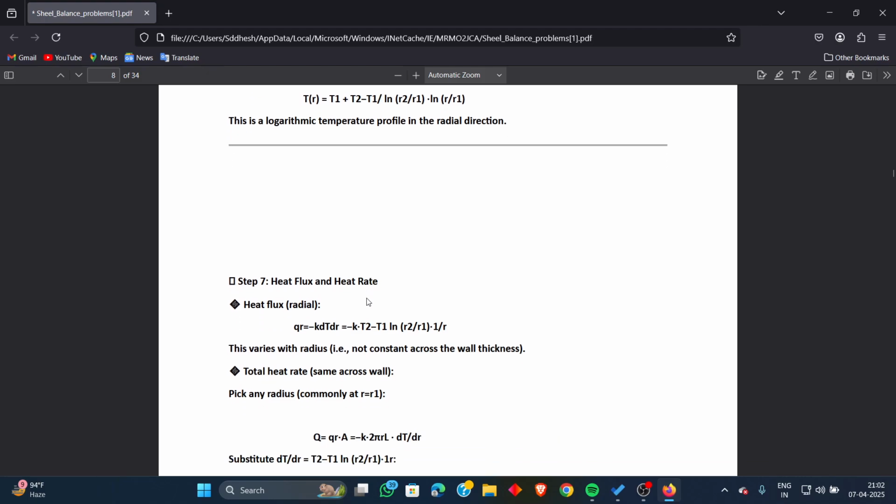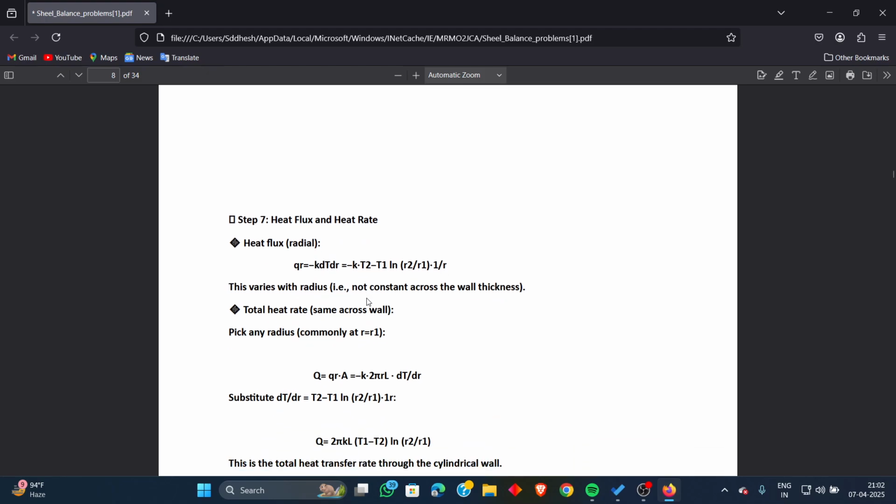Now let's go to step 7, heat flux and heat rate. Radial heat flux q_r is equal to minus K dT by dr, which is K (T1 minus T2) by ln R2 by R1 into 1 by r. This varies with the radius, so it is not constant across the wall thickness. The total heat rate is the same across the wall.